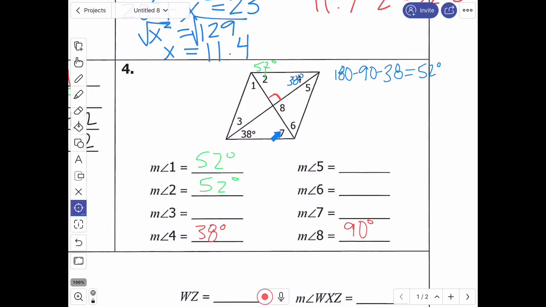Using that same idea down here, angle 3 and this angle that's measured to be 38, those should both be 38 degrees, because again, this diagonal is bisecting that angle. So angle 3 is 38. And if we look to this angle as well, angle 4 and 5 should be congruent as well. So angle 5 is also 38 degrees.